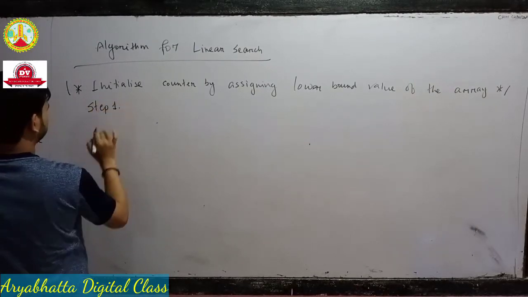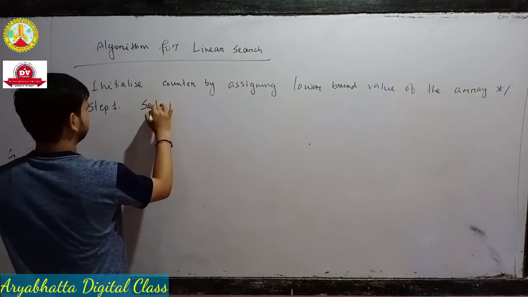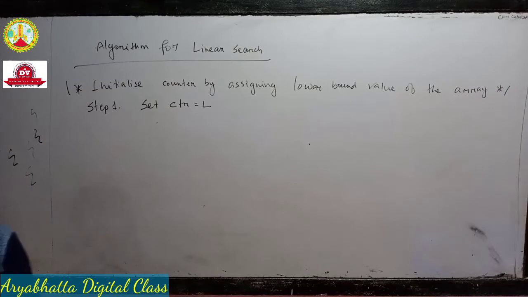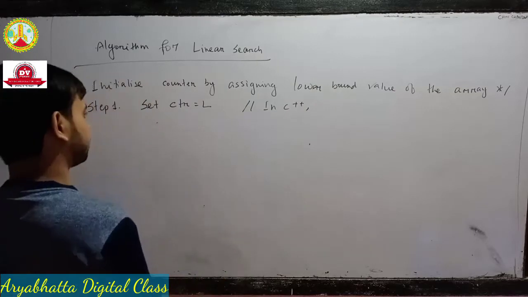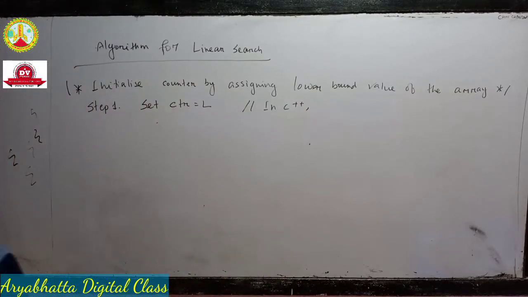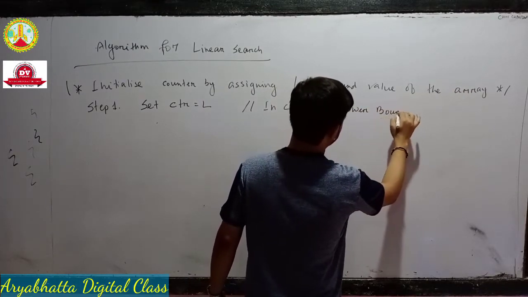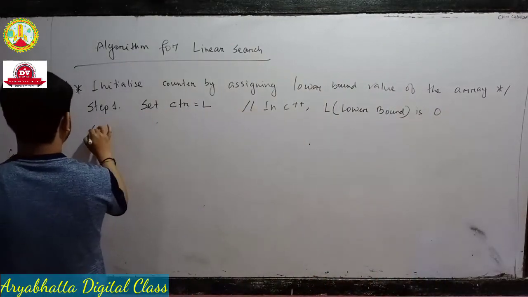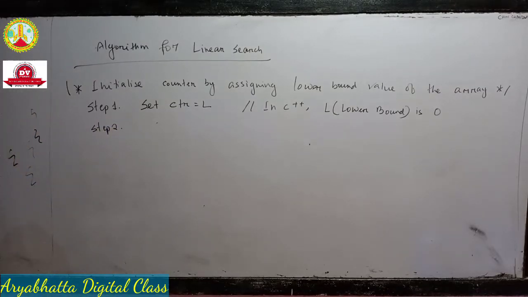Step 1. What step? Set ctr is equal L. I teach you. Just first of all write down. Set ctr is equal L. What is this? We just write that in C++. L lower bound is 0. Right? Step 2. Okay.